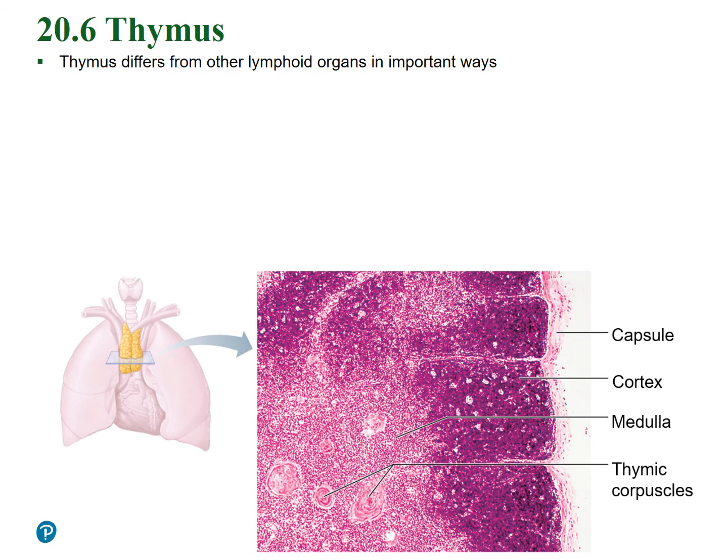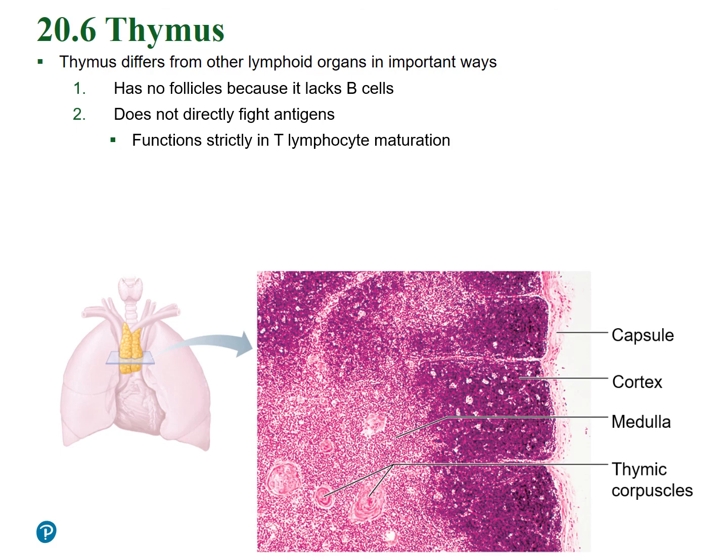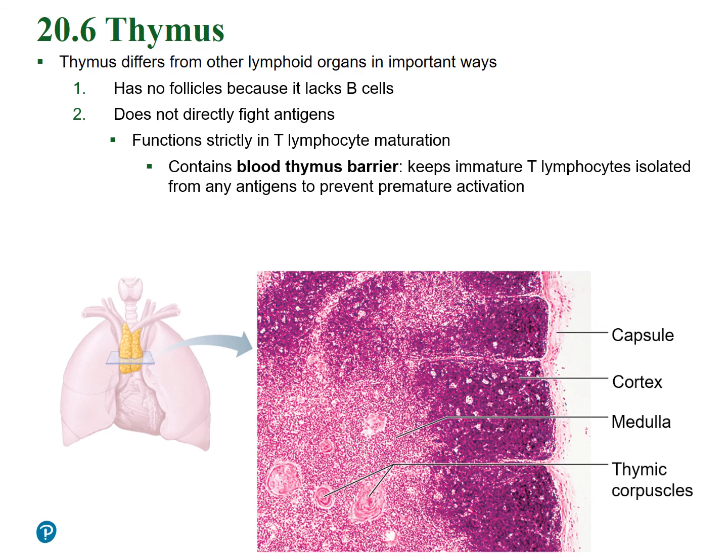Okay, there are a number of ways in which the thymus differs from other lymphoid organs. It doesn't have follicles because it doesn't have B cells. It doesn't directly fight antigens because it lacks B cells. Its function is basically T cell or T lymphocyte maturation, and it contains a blood thymus barrier, and this is going to keep immature T lymphocytes isolated, and this will do a number of things. It'll help prevent premature activation, but it'll also keep lymphocytes that haven't gone through immunocompetence testing. It'll prevent those from entering the bloodstream as well.